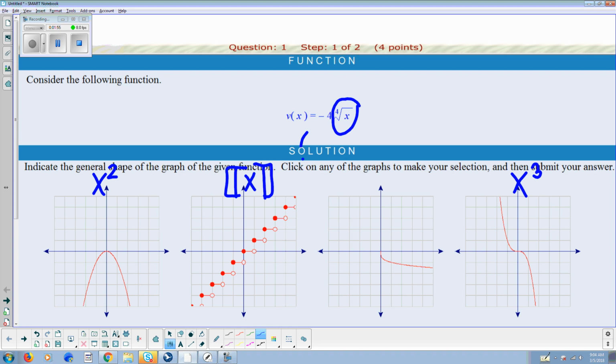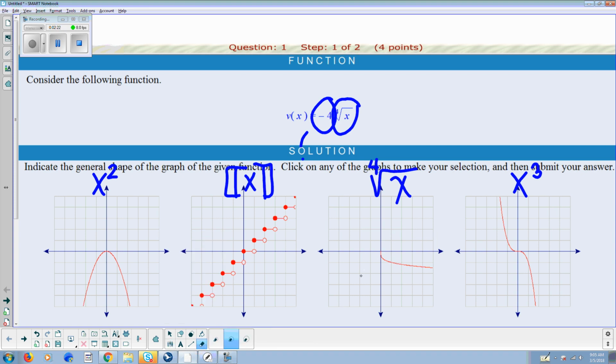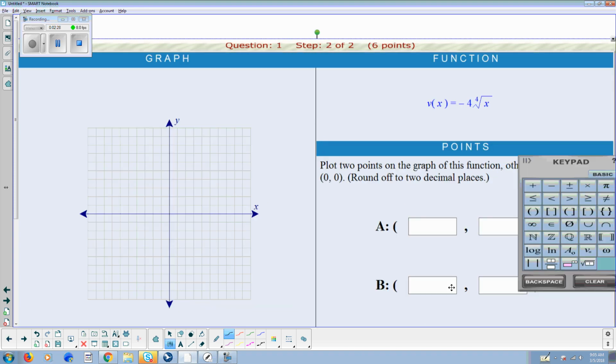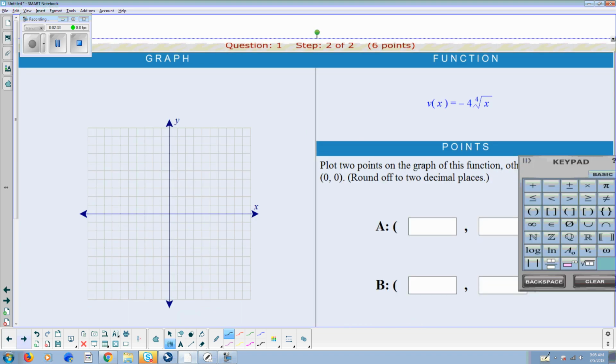This one is like a square root or fourth root function, which clearly here is a fourth root function. And notice that this has been reflected, because we have that negative in the front of the function. So a fourth root function would look like this, but the reflection of that when it's negative looks like what is indicated here. So our correct answer for the first part is the third choice.